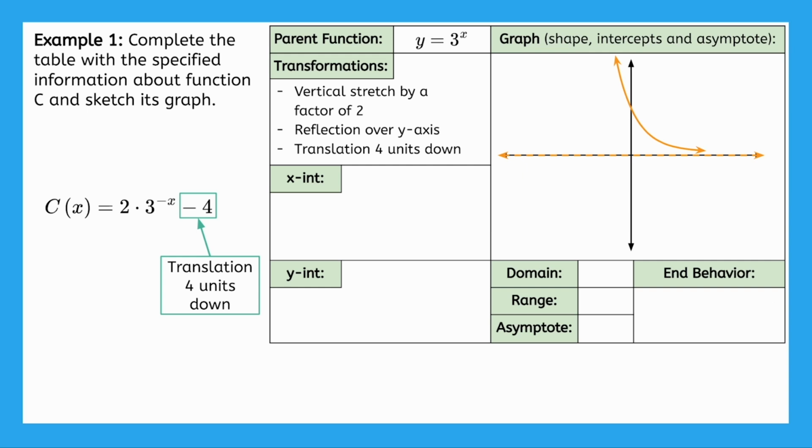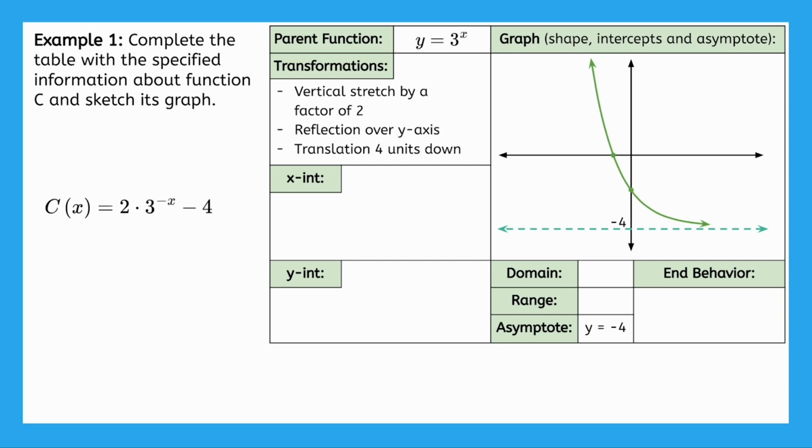Since we're moving the entire graph 4 units down, the horizontal asymptote will indeed move down to y equals -4. This means the range is from -4, non-inclusive, to positive infinity. Also, we already know that all exponential functions extend infinitely left and right, so our domain is all real numbers.